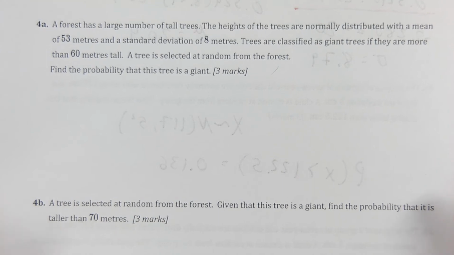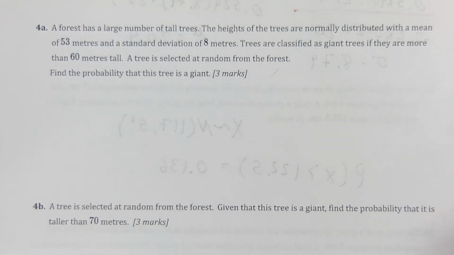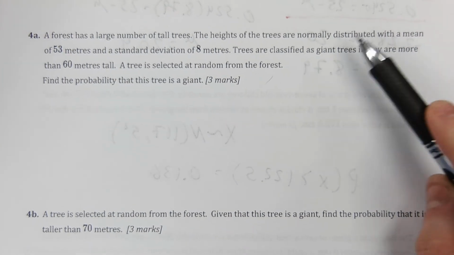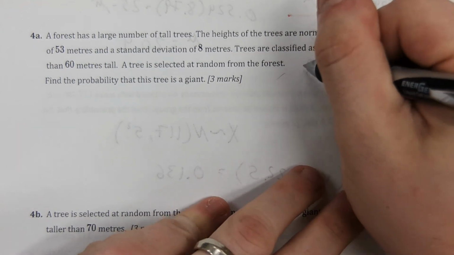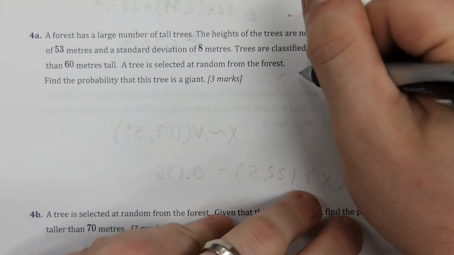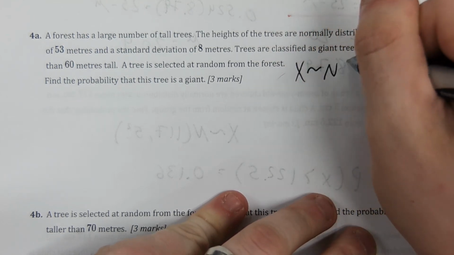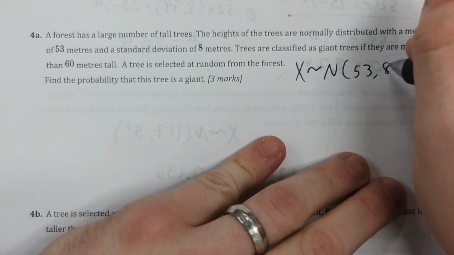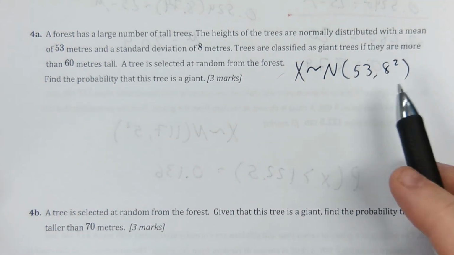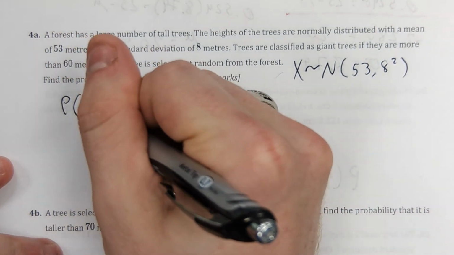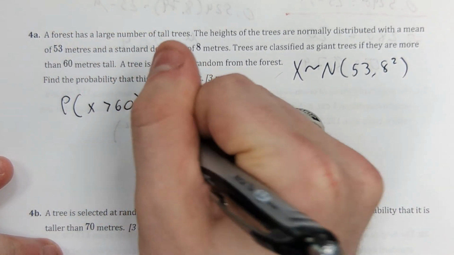Oh, look, it's the giant tree question. A forest has a large number of tall trees. The heights of the trees are normally distributed with a mean of 53 and a standard deviation of 8. I'm just going to go ahead and do that. Don't forget you're supposed to put a squared on your standard deviation. Trees are classified as giant trees if they are more than 60 meters tall. A tree is selected at random. Find the probability the tree is giant. So what we're asking is, what is the probability that our x is greater than 60?